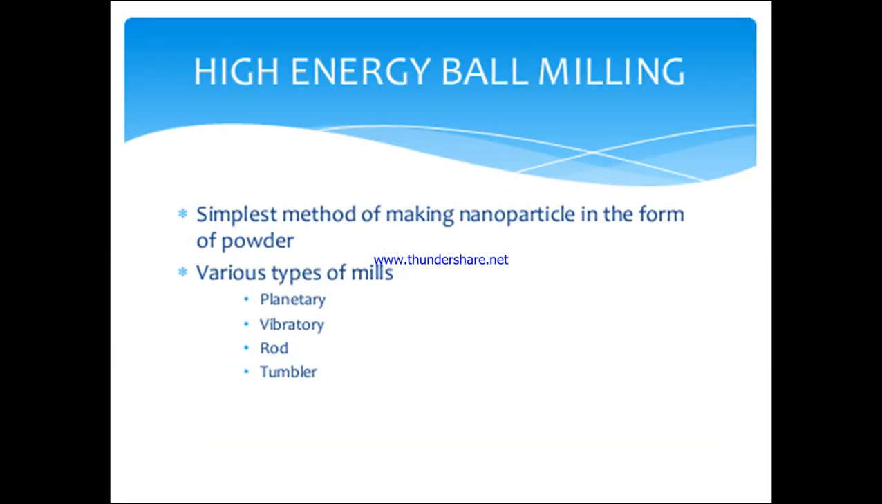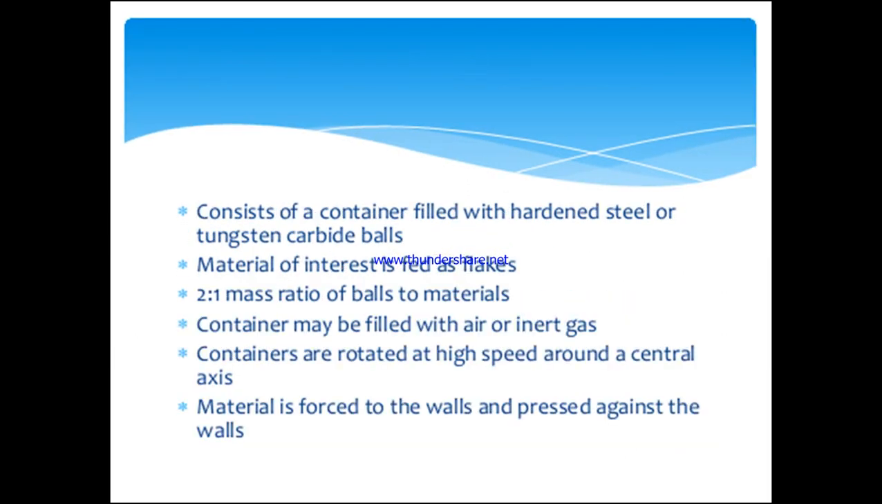So here we have a container filled with hardened steel or tungsten carbide balls. When we talk about the stainless steel balls, in some cases we are also going to see tungsten carbide balls. Why is it? Because when we have high strength or wear resistance materials, steel balls do not work, so at that time we want the tungsten carbide balls. Because of that we see hardened steel balls, or it may be tungsten carbide balls.